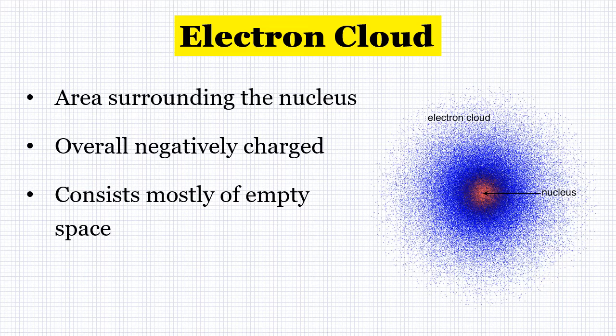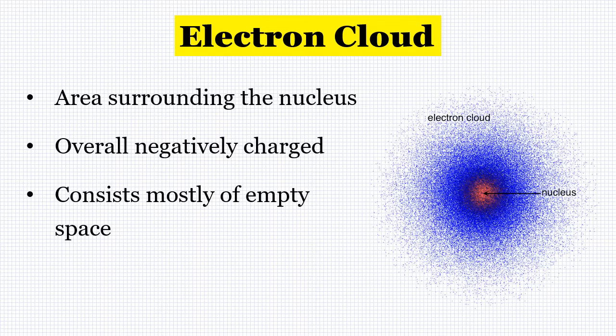All right, let's talk about the electron cloud. So as I kind of mentioned, the electron cloud is the area surrounding the nucleus. So the nucleus in this picture to the right is that kind of pinkish reddish area in the middle. The electron cloud are all of the blue dots around on the outside. Okay, and overall, the electron cloud has a negative charge, and it consists of mostly empty space.